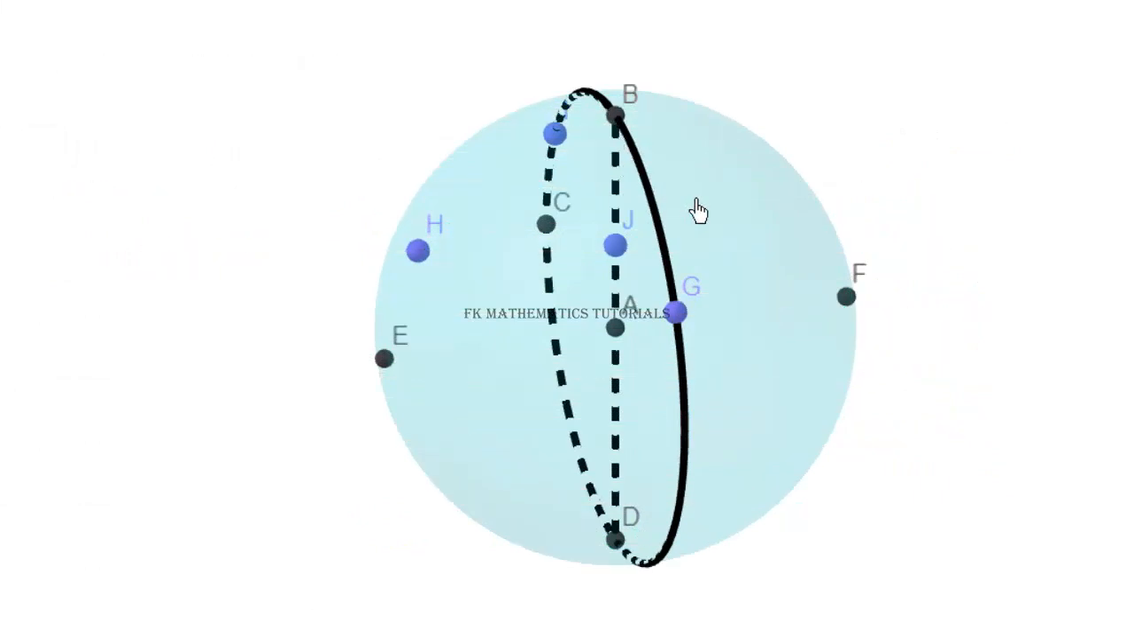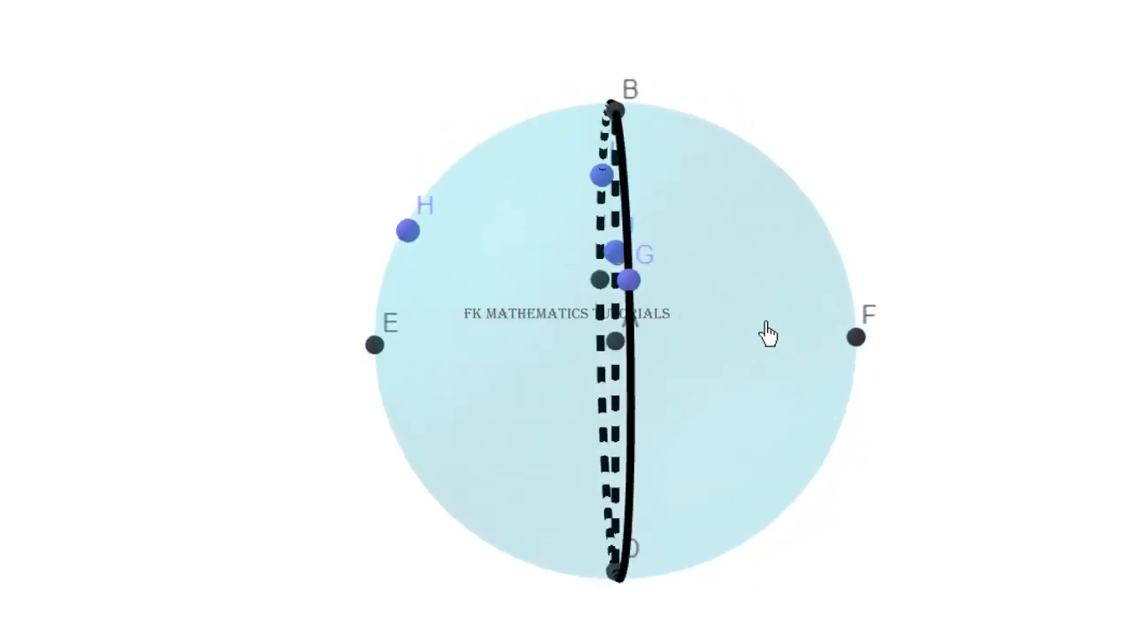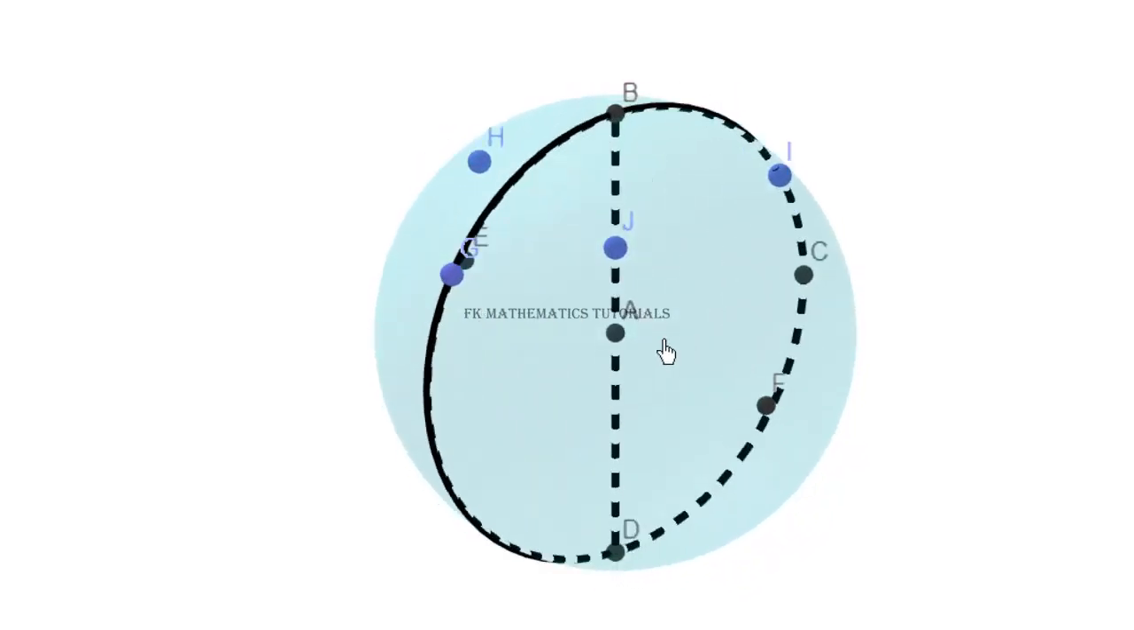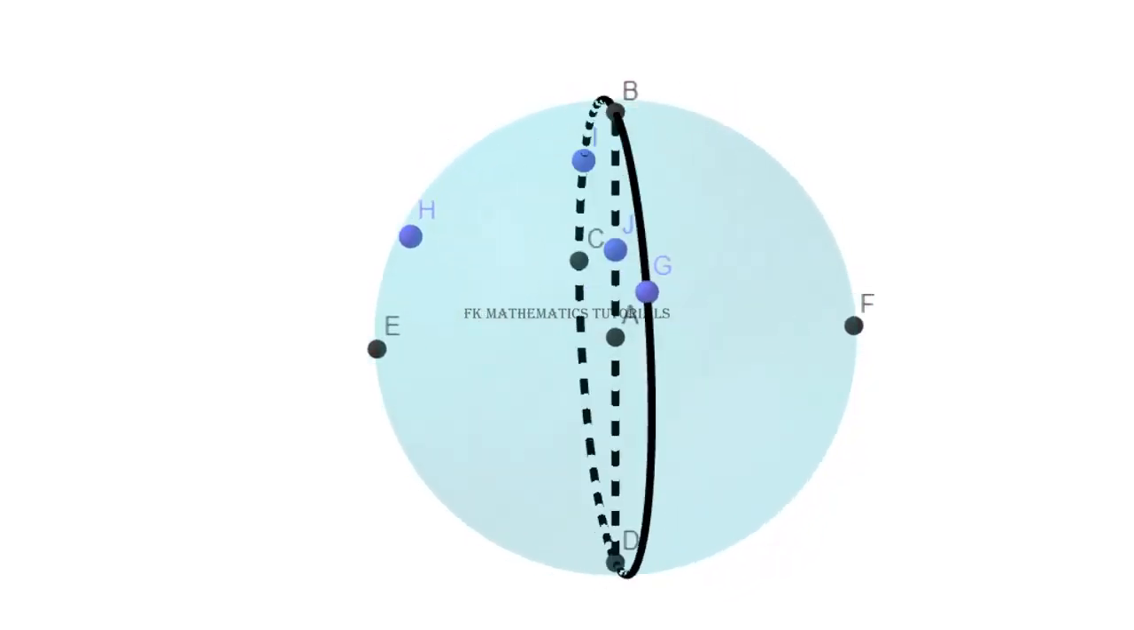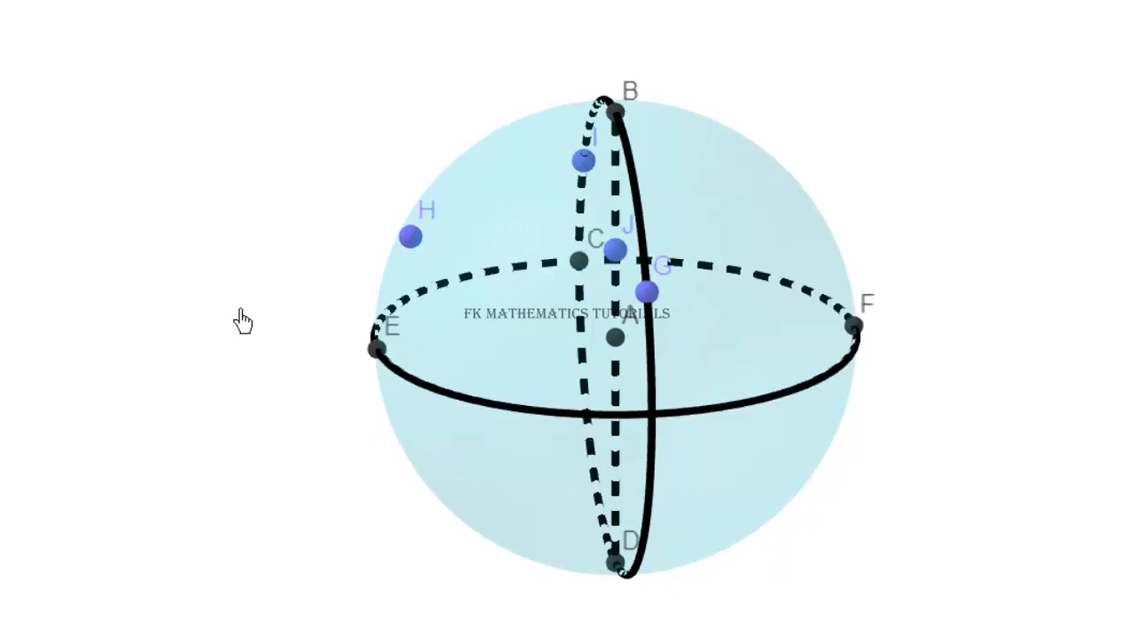So great circles are formed when we draw a circle that passes through the poles. Let's talk about another great circle.